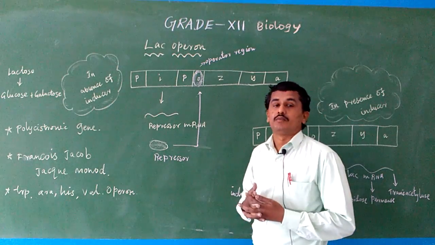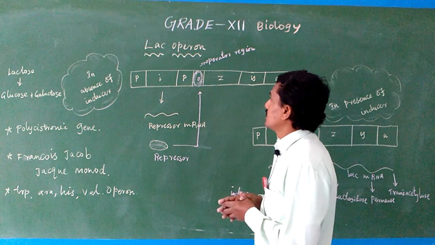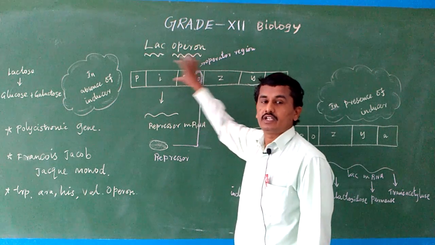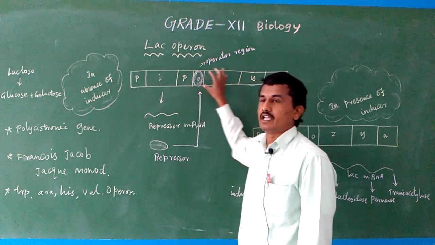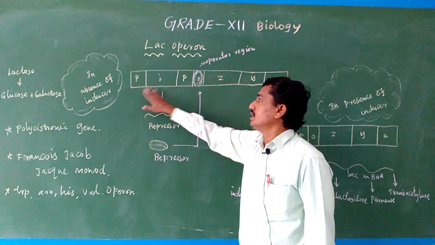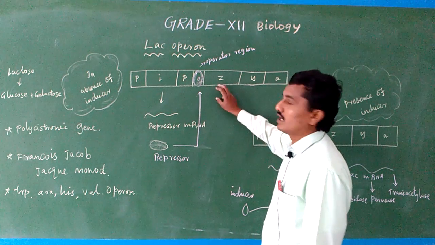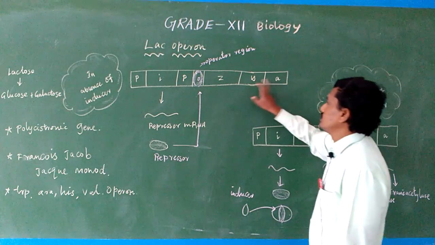That is the lac operon, the lactose operon process. Okay, the lac operon. First, we have a DNA, that is actually a bacterium DNA. The DNA contains many genes like the P gene, I gene, the promoter and operator area, and the Z gene, Y gene, and A gene.